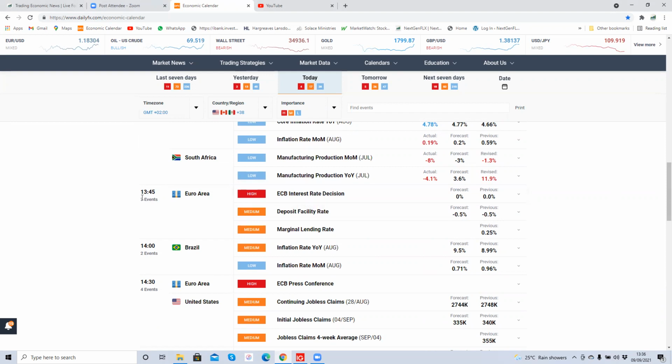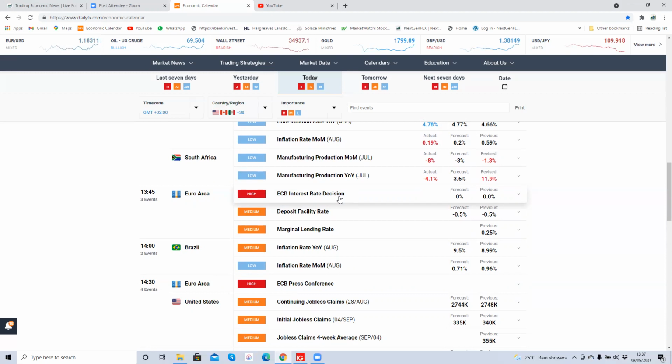That's due out shortly at 1:45 p.m. GMT +2. So we have the European Central Bank interest rate decision. Currencies are especially sensitive to interest rate decisions. Of course, any report of high importance can affect the currency market, but the one that the currency markets are especially sensitive to are interest rate decisions. And this one out of the Euro area, the European Central Bank, will obviously have a huge impact on the Euro.